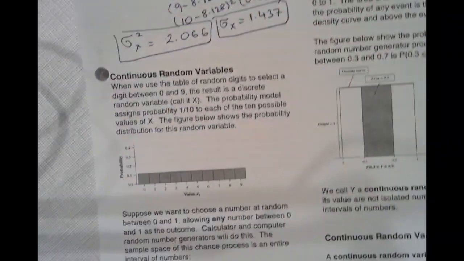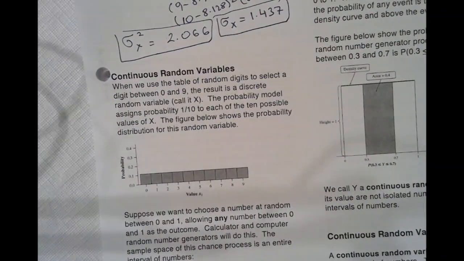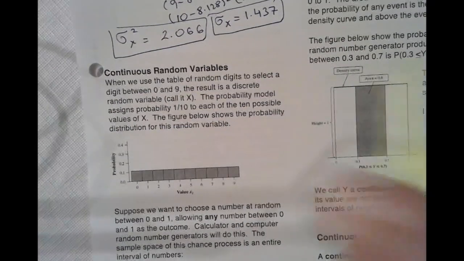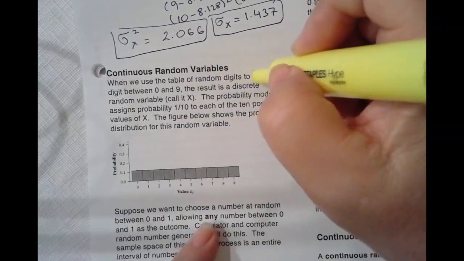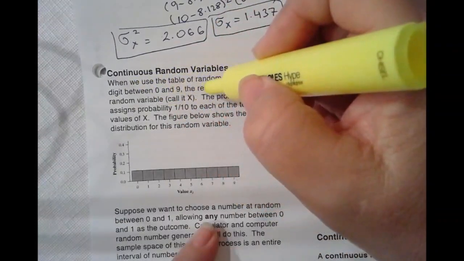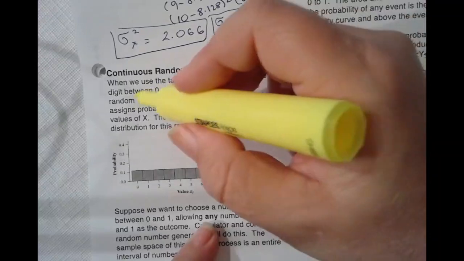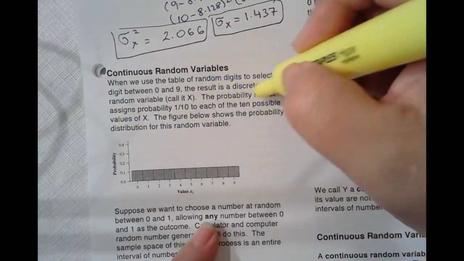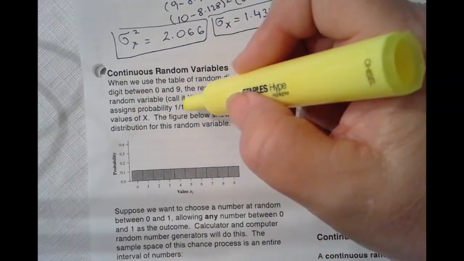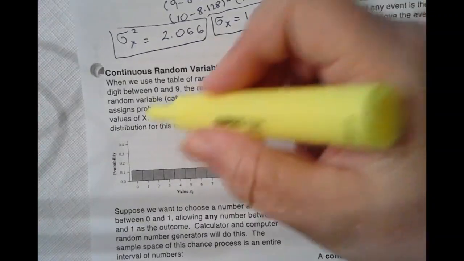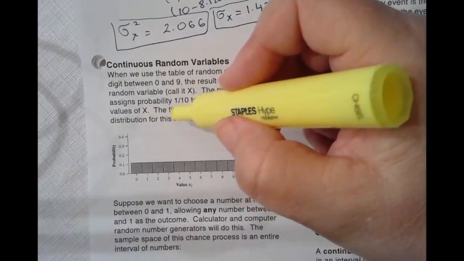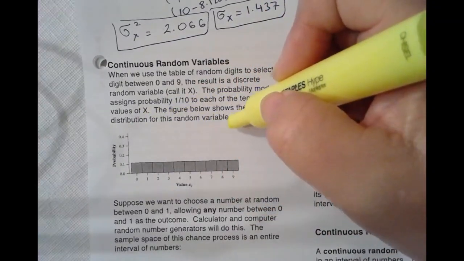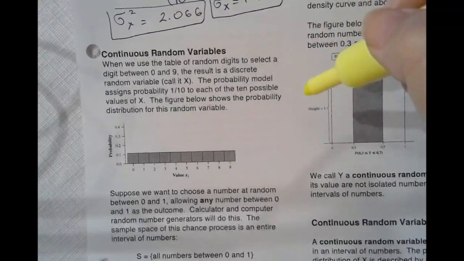Continuous random variables. There are certain specific rules for continuous random variables. When we use the table of random digits to select a digit between 0 and 9, the result is a discrete random variable. The probability model assigns probability 1 in 10 to each of the 10 possible values. The figure below shows the probability distribution of that random variable. Okay?